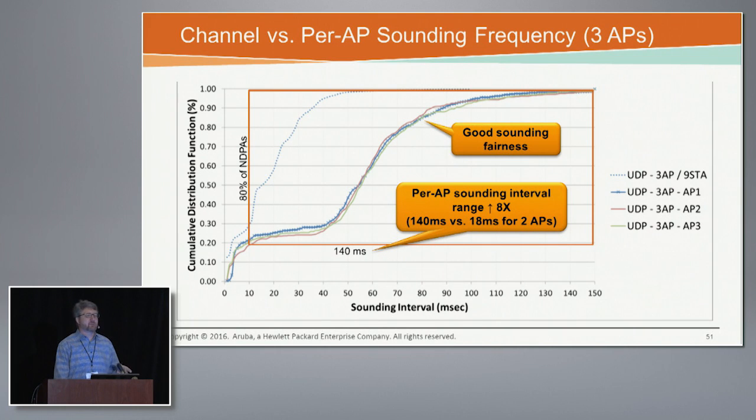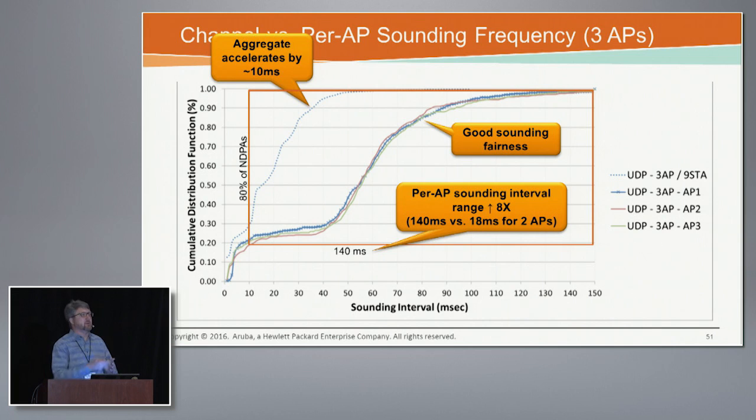So there's a whole new concept of fairness, right? So it's not just station fairness. Now we have sounding fairness we have to worry about. But we're seeing good fairness in this case. And the aggregate, so this comes back to the question that was asked here earlier, is what is the limit, right? So you'll notice that this aggregate is pushing up and to the left, right, as we add more stations.